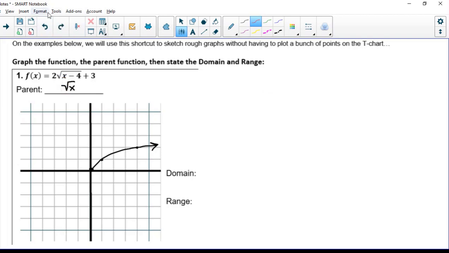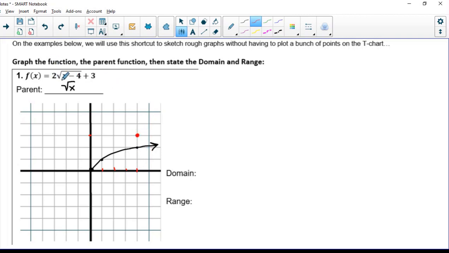So the plus 3 is going to move this up 3, 1, 2, 3. The minus 4, remember this is opposite, so I'm not going to go left 4. I'm really going to go right 4. This is going to be the opposite direction of what you would think. So 1, 2, 3, 4. So your new vertex would be right here.